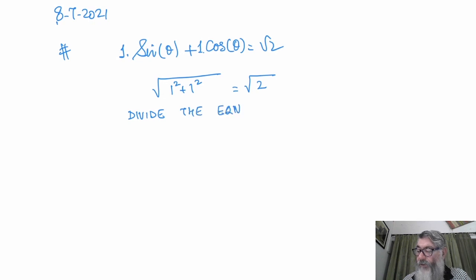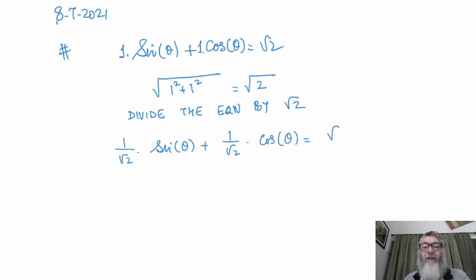If we divide the whole equation by under root 2, it will become 1 by root 2 sine theta plus 1 by root 2 cos theta is equal to root 2 upon root 2. That will give us 1 actually. But if you realize 1 upon root 2, I can write sine 45 is 1 upon root 2 as well as cos 45 is 1 upon root 2.